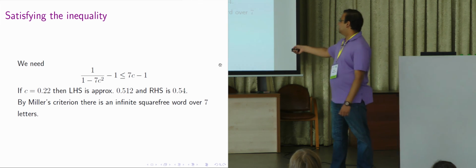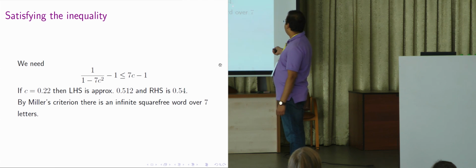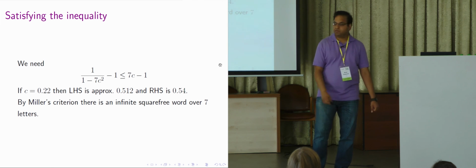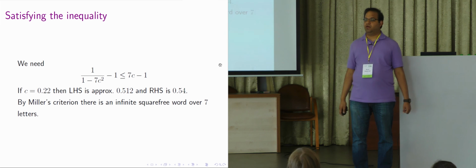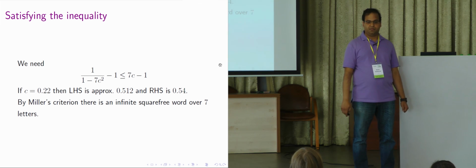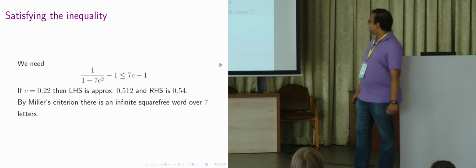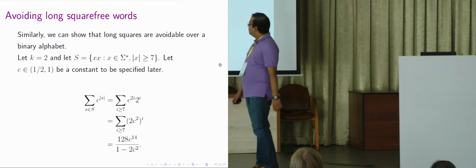Right, so C is 0.22, left-hand side is approximately this, right-hand side is approximately that, or exactly that. And so the inequality holds, and so again, squares are avoidable over a 7-letter alphabet. Right? Well, let's do one more.